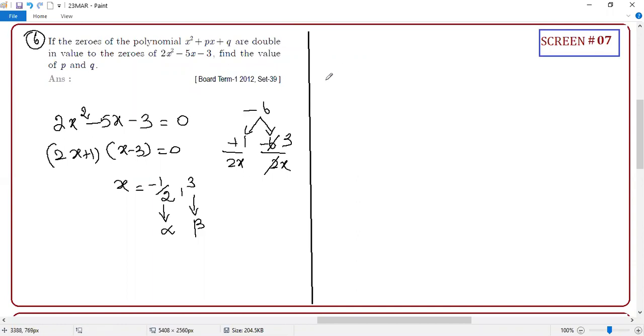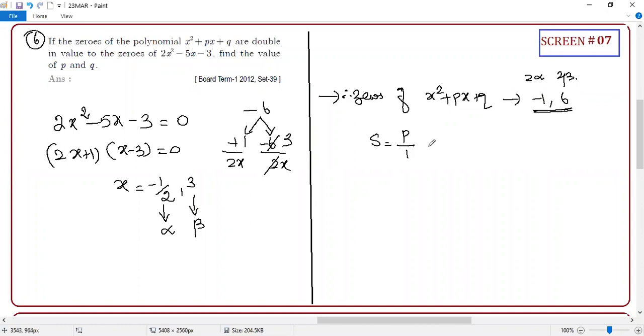They said double. Therefore, the next step: zeros. Therefore, what are the zeros of x square plus px plus q? Can you tell me the answer? Multiply by 2: -1 and 6. Excellent. That is 2 alpha and 2 beta. Now you can put these values, or you can apply sum and product. Sum is what? -p by 1.